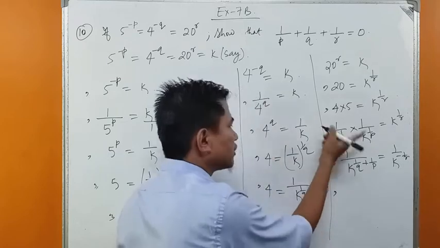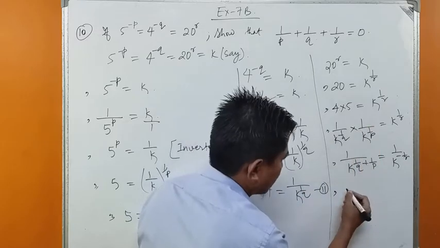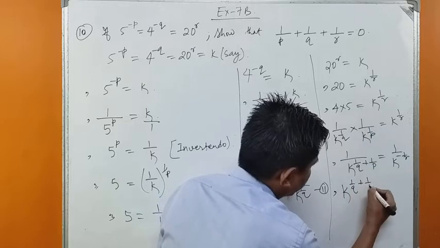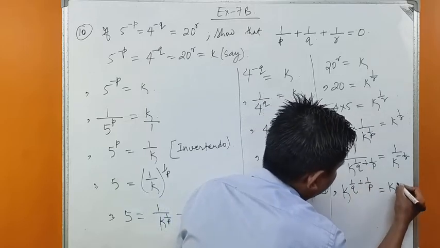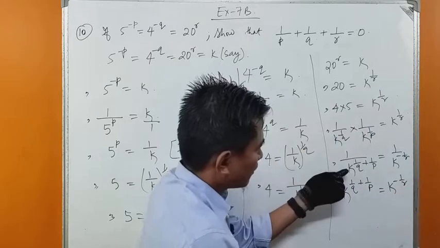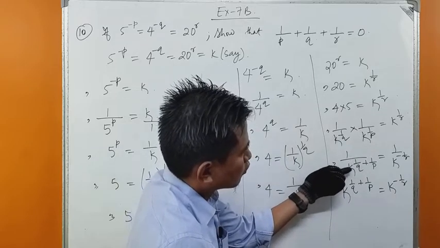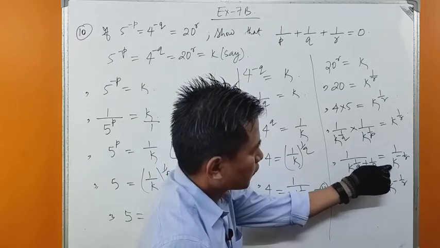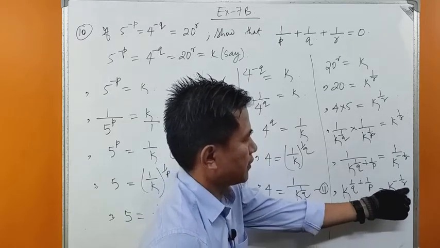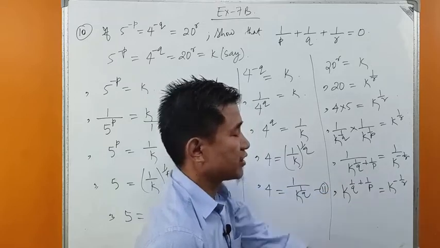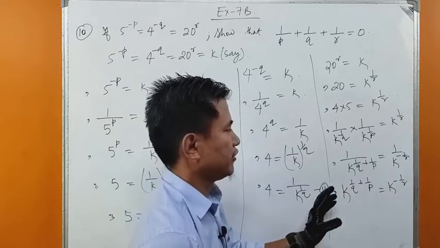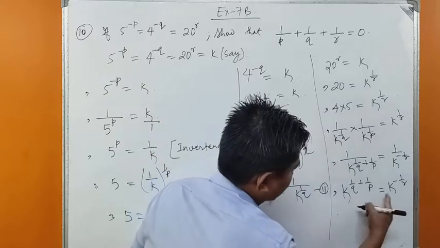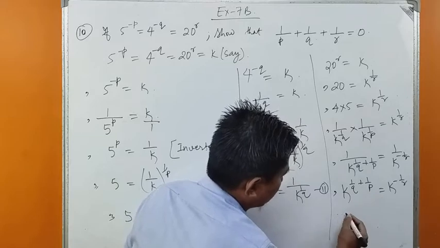The number from the denominator goes to the numerator. Here also same thing. k to the power 1 upon q plus 1 upon p equals k to the power minus 1 by r. Okay, this number from the denominator goes to the numerator here in the left hand side. The same thing is done in the right hand side. Number from the denominator goes to the numerator, k to the power minus 1 by r. Sign of the power does not change when we apply invertendo in both sides, left hand side and right hand side. Okay, this means k and k same base, means their power should be equal.